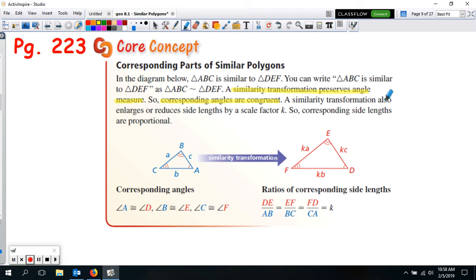But a similarity transformation also enlarges or reduces side lengths by a scale factor of k so that the corresponding side lengths are proportional. They make fractions that are equal to each other. They are proportional, and they're all going to be simplified down to k, which is considered the scale factor. And so we'll be looking at what scale factors are again.